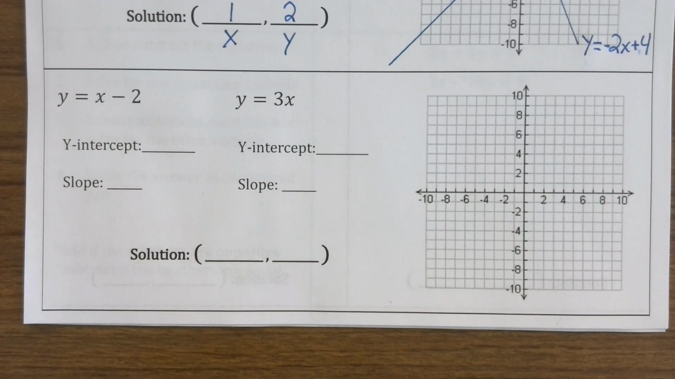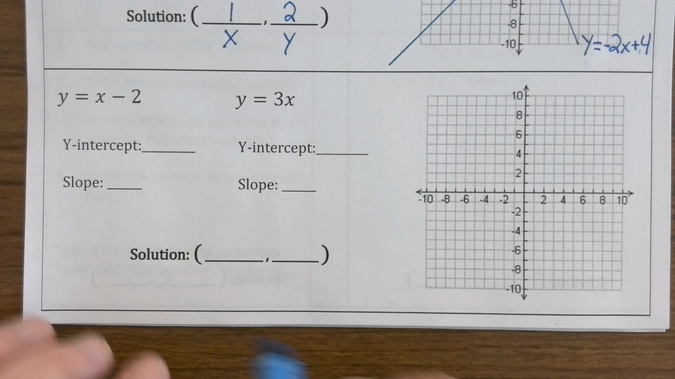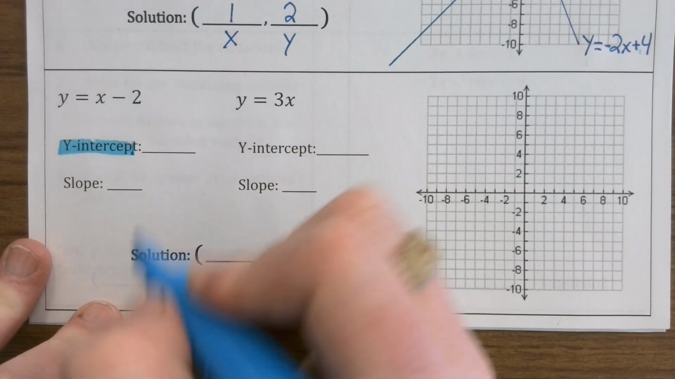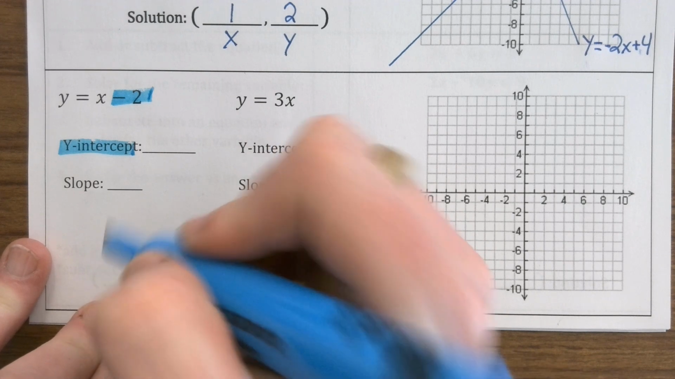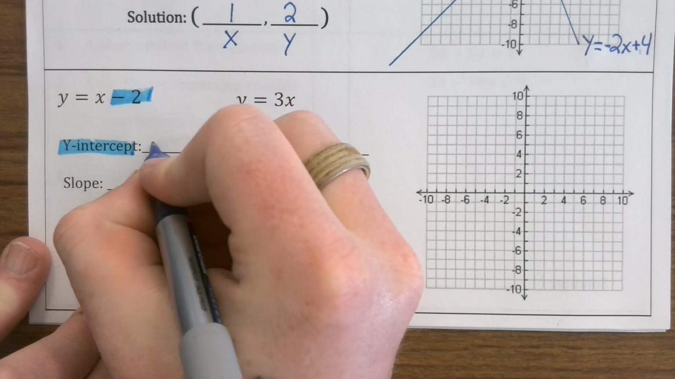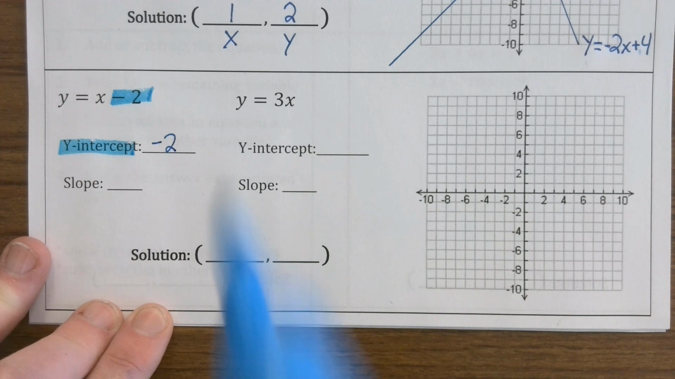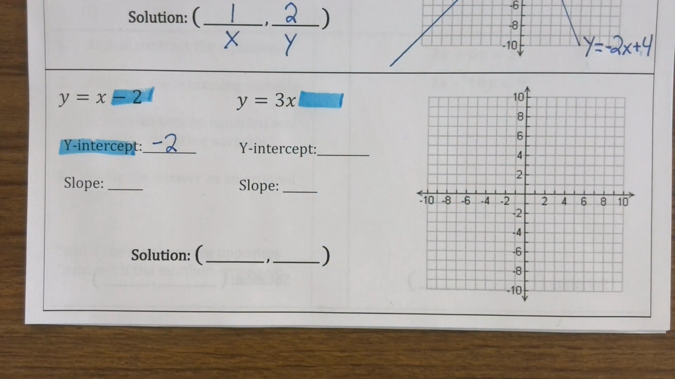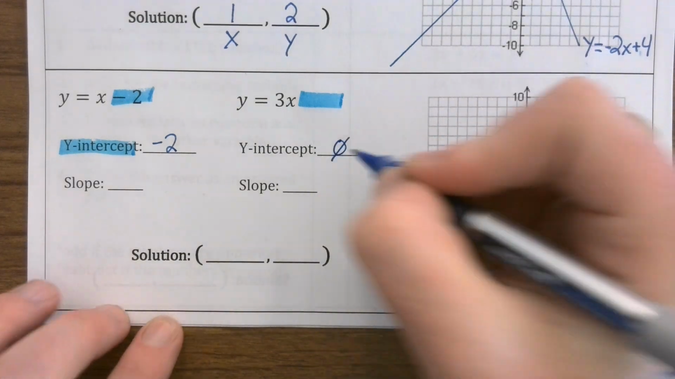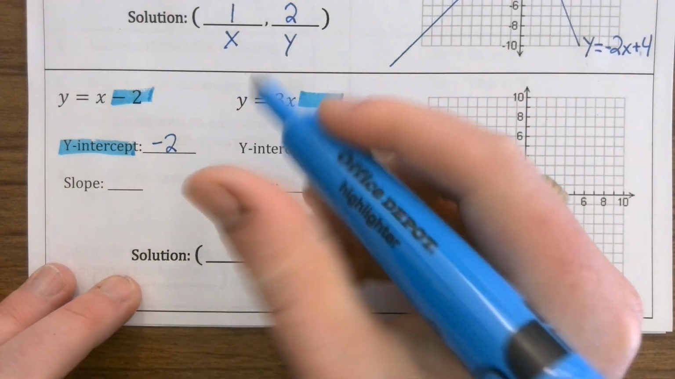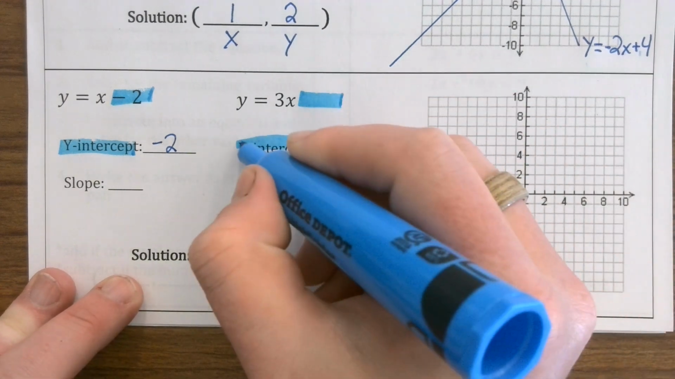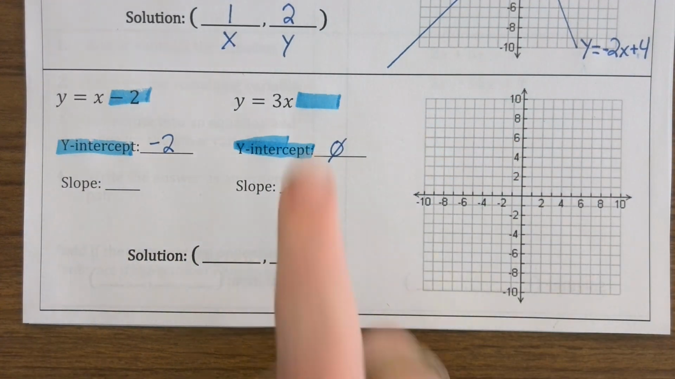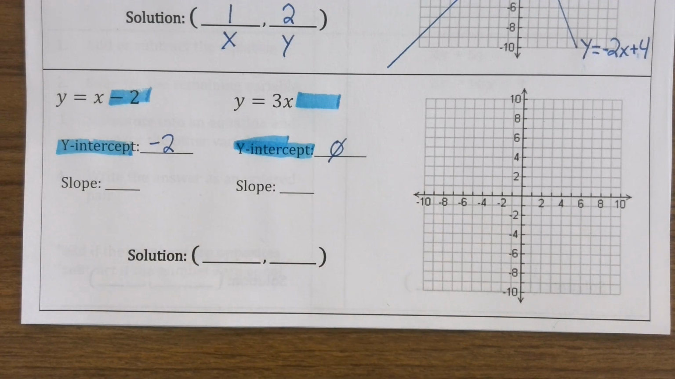Okay, here we have our first equation, y equals x minus 2, and our second equation, y equals 3x. Let's find our y-intercept first. The first one is -2. The second one, you'll notice there's nothing over there, which means our y-intercept is just going to be 0. And I didn't highlight that in blue. If there is no plus or minus at the end, our y-intercept is going to be 0.